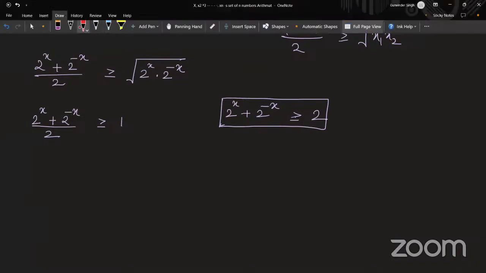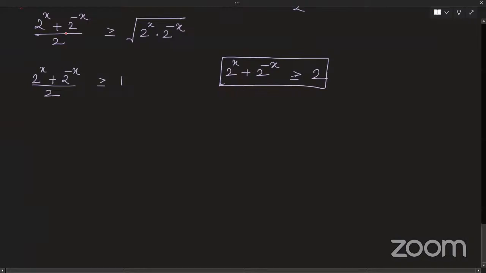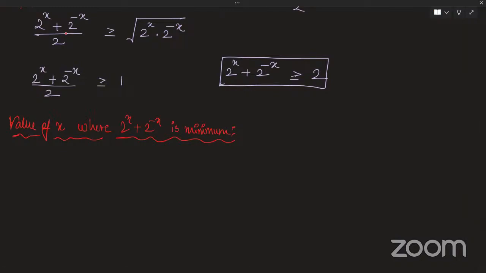Now, just a very small thing. What is the value of x where 2 raised to x plus 2 raised to minus x is minimum? Now tell me. This one is a little bit confusing. How much? Zero, correct. Can anyone tell me how is it possible?